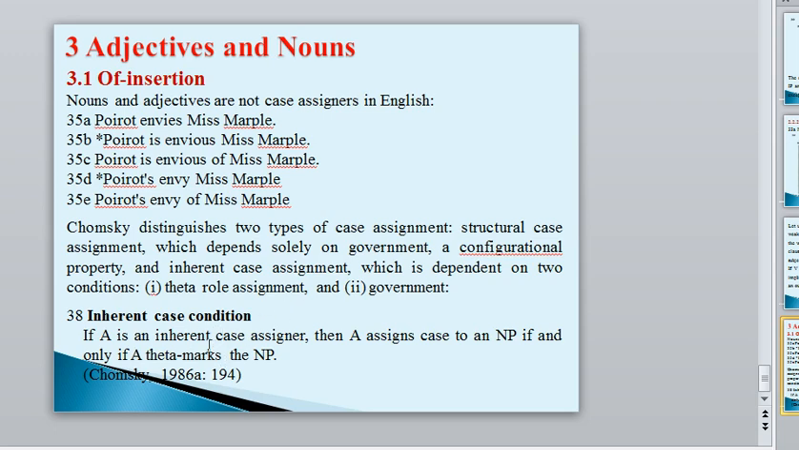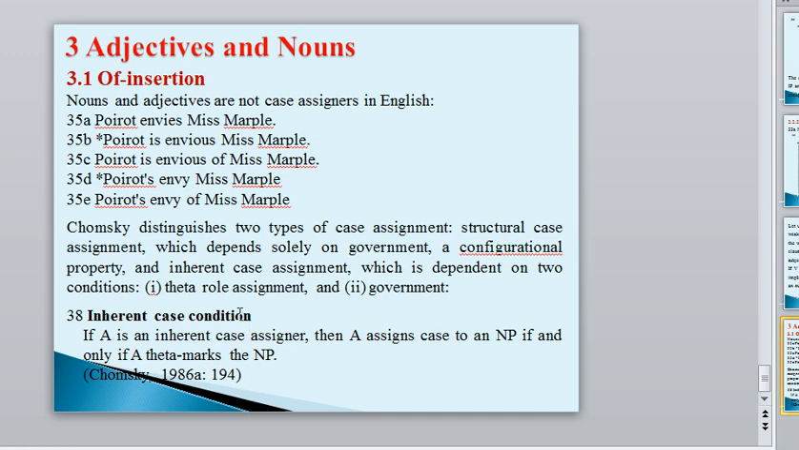This is the definition of the inherent case condition. You see here, if A is an inherent case assigner, then A assigns case to an NP if and only if A theta marks the NP.